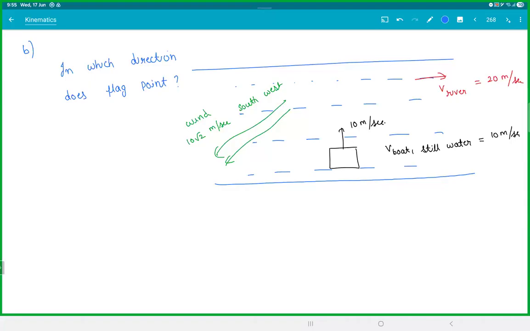What if the boat was there in the river? No wind, the boat is not moving. What would have happened? It will go with the river, isn't it?